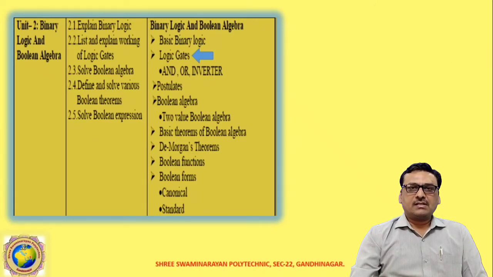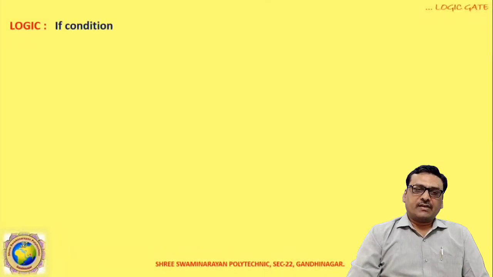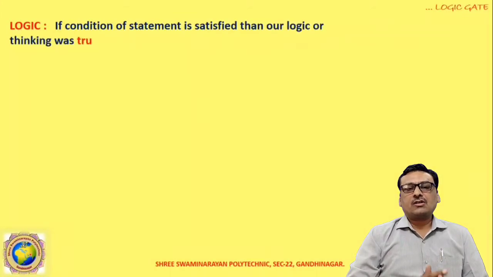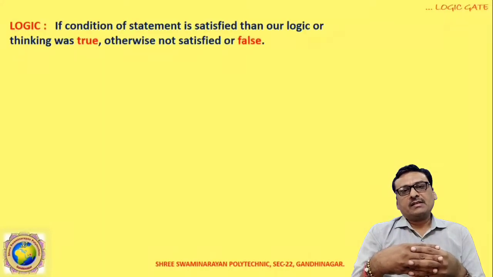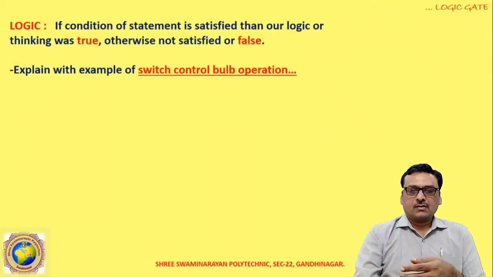Before we start logic gates in depth, first we have to discuss logic. What is the meaning of logic? If the condition of the statement is satisfied, then our logic or thinking is true. Otherwise, not satisfied, or false. Our condition must be satisfied, and only then will it be true or false, or on or off. Let me explain with the example of a switch, a bulb and its operation, and how to control the bulb using the switch. Here I show the circuit diagram.